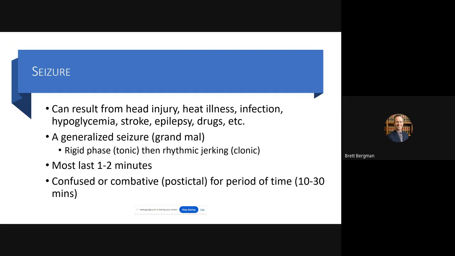The common type of seizure that we are most familiar with is what we call a tonic-clonic seizure. The tonic phase is where their body is very rigid and stiff, and then they have that rhythmic jerking, and that's the clonic phase. Most seizures last 1 to 2 minutes. It is very common for someone that had a seizure to be very confused or combative. It's called the postictal time, and that can be anywhere from 10 to 30 minutes.